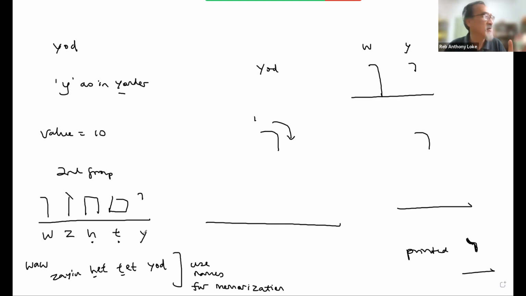Silent, B, G, D, H, W, Z, H, T, Y. Okay, you have to associate the sound with the letters, so that when you read the Hebrew, you know how to pronounce it. But in memorizing the alphabet, we use the names of the letters. Aleph, Bet, Gimel, Daleth, Hey, Waw, Zai, Het, Tet, Yod. It's easier to remember.